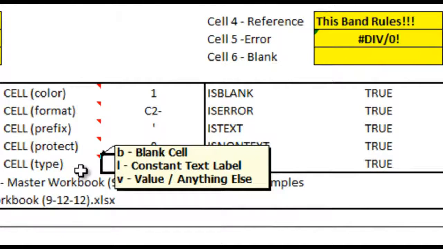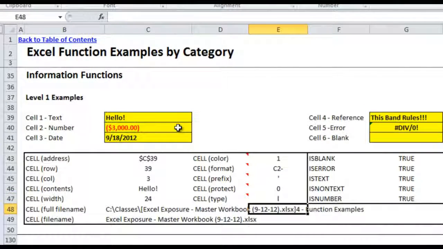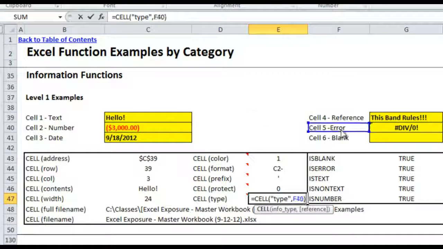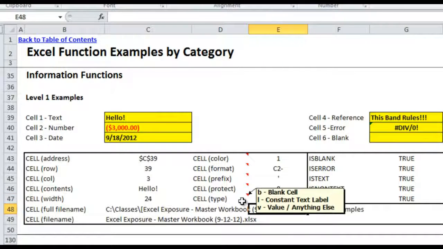Cell type. This will give you 3 different answers. B if it is a blank cell, L if it is a constant text label, and V if it is something else. So currently I'm looking at hello and it comes up with an L for label. If I change it to this negative 3000, you'll see that it comes up with a V for anything else. If I then moved it over to the blank cell we have over here, hit enter, it'll come up with a B. Again, these are information functions so you can get some information about what is in the cell and how it is formatted.